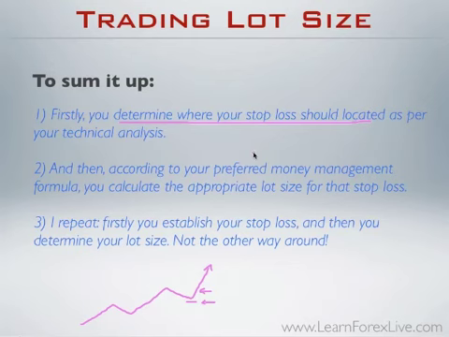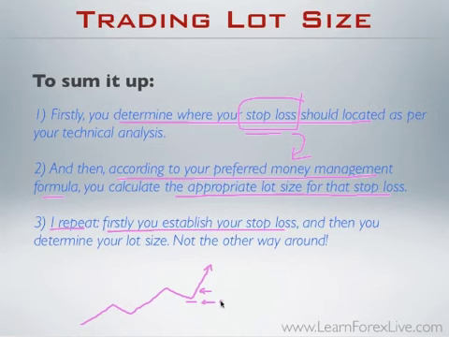Firstly, you pinpoint where you want to place your stop loss. Then according to your preferred money management formula, which I will talk about in a second, you calculate the appropriate lot size for that stop loss. So firstly, you locate the stop loss and then you calculate the appropriate lot size for that stop loss. So I repeat again: firstly, you establish your stop loss right there, and then you determine the appropriate lot size, not the other way around.